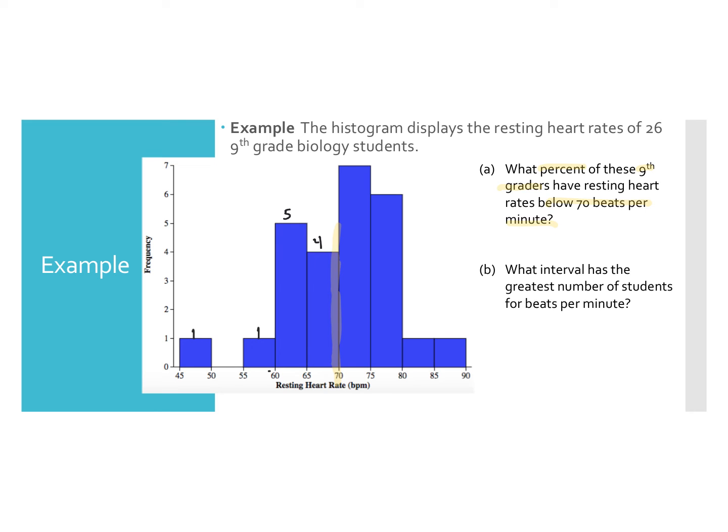So if we were to add those together, notice we would have 1 plus 1 plus 5 plus 4 over the total 26, 11 over 26.